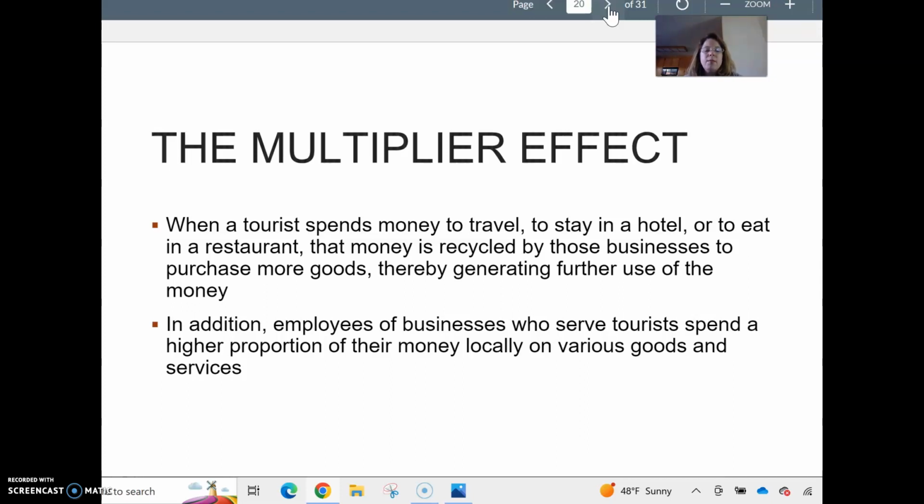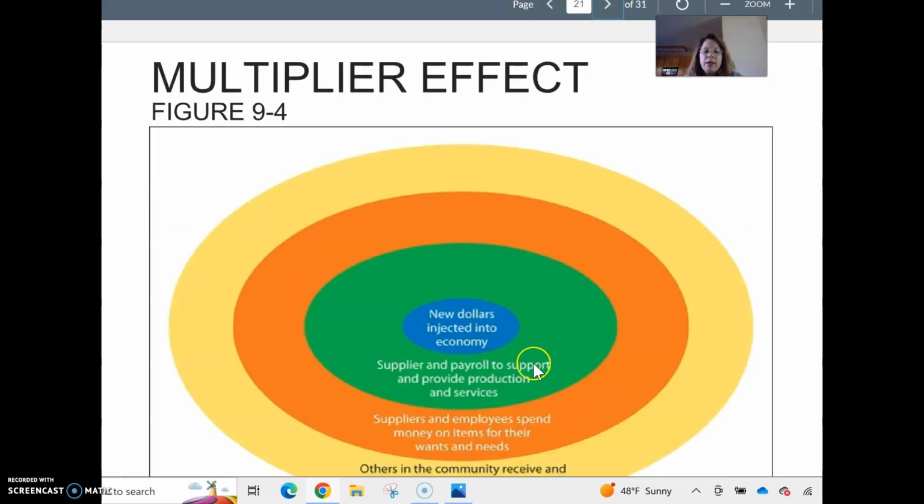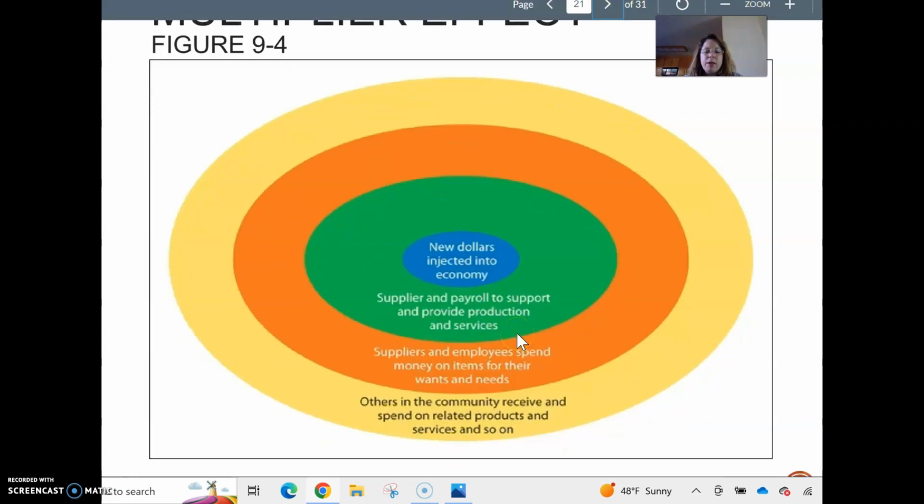So when a tourist comes from outside of this area into this area, and they spend money to travel, they stay in a hotel, they eat in a restaurant, they visit some of the attractions in the area, that money is then used by those businesses to purchase more goods and to pay their employees. And then that money is used to purchase groceries and pay for rent. So on the next slide, what you're going to see is that when new dollars are injected into the economy, it really does impact so many different places, and hopefully locally.